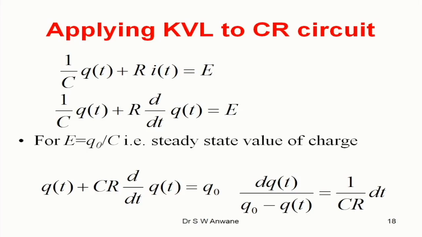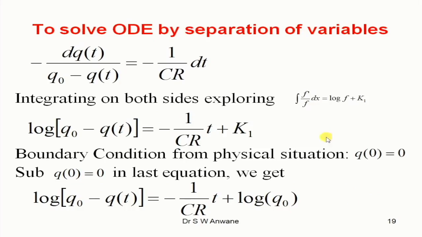We already discussed this method for the LR circuit, and we are going on the same path. There is no great difference, only the parameters are different. So here, for this differential equation, we shall use the separation of variables method. So dq of t upon q0 minus q of t equals 1 upon CR times dt. Now I shall multiply the equation by -1 so that the derivative of the denominator appears in the numerator.